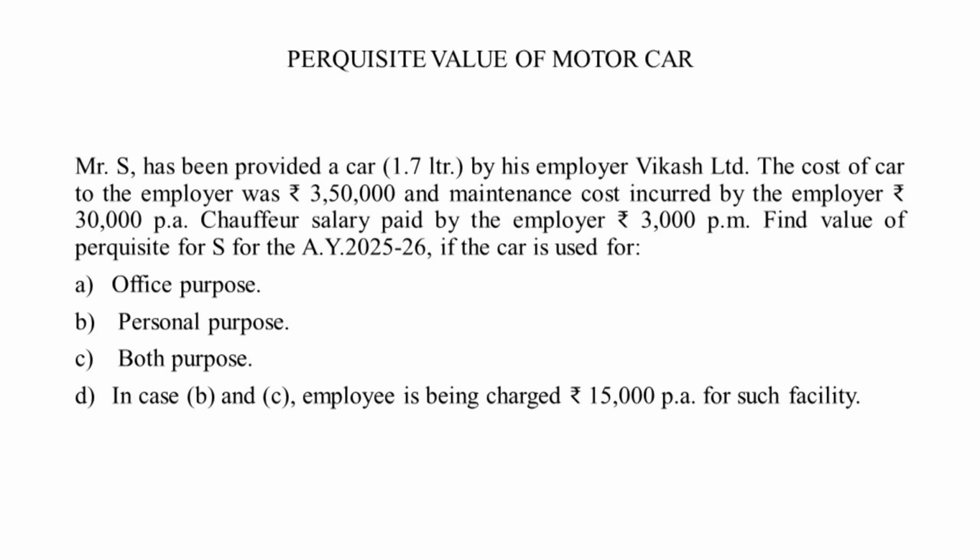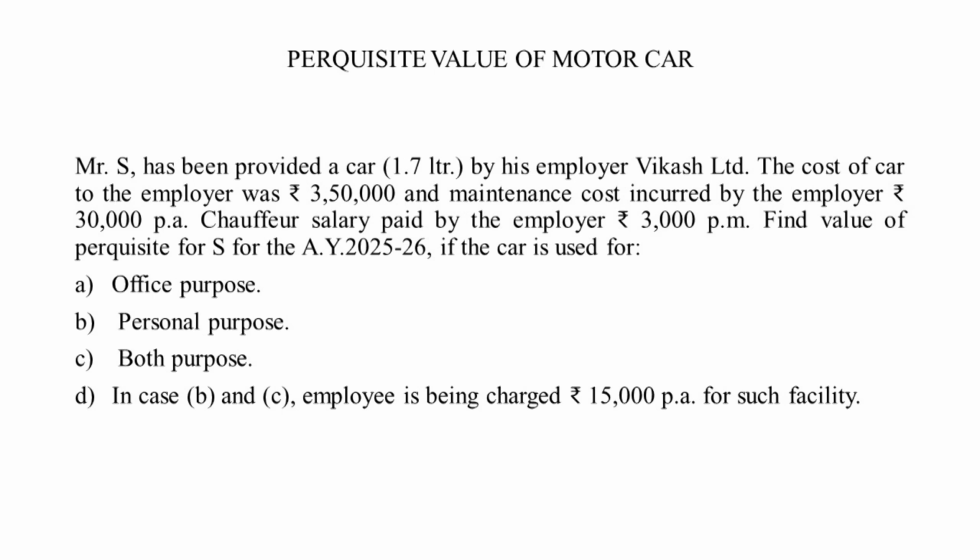In the both purpose case, 2,400 value of perquisite plus 900 chauffeur salary. So 2,400 plus 900 is equal to 3,300. 3,300 into 12 months, so 39,600 will be called the value of the perquisite. And the last condition is, in this case, the employer charges 15,000 per annum, so 39,600 minus 15,000 is equal to 24,600, which will be the value of the perquisite.